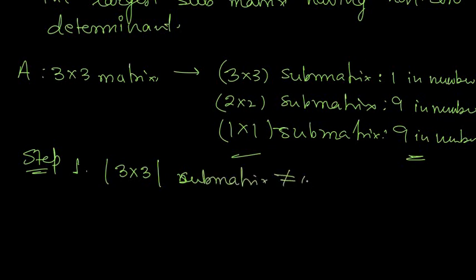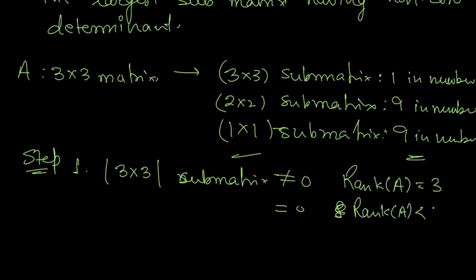If this is not equal to 0, then the rank of matrix A is equal to 3. And if it is equal to 0, then the rank of matrix A is less than 3, whether it may be 2 or it may be 1. So first you calculate the rank. Okay, now you have step 2.